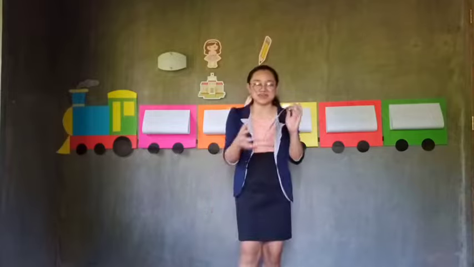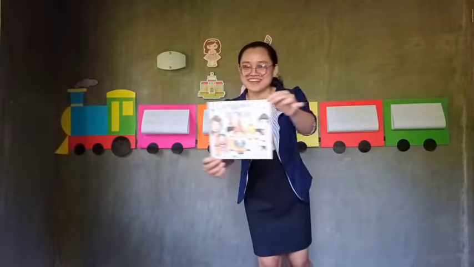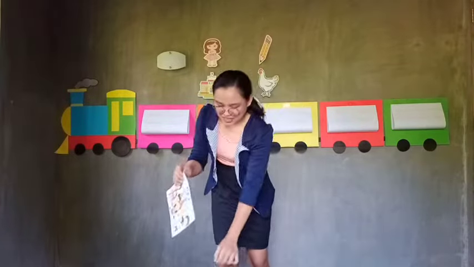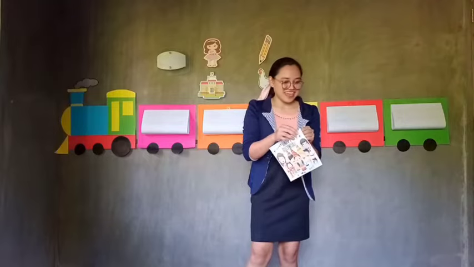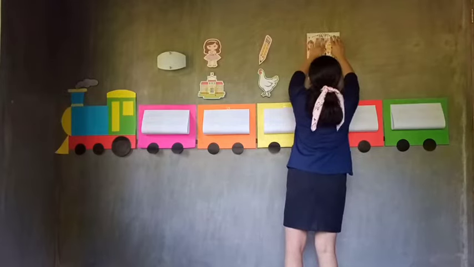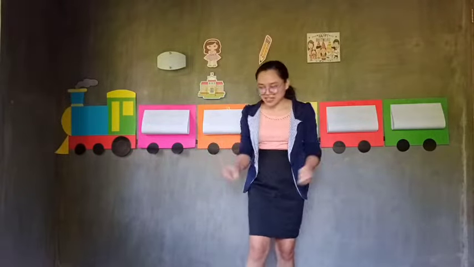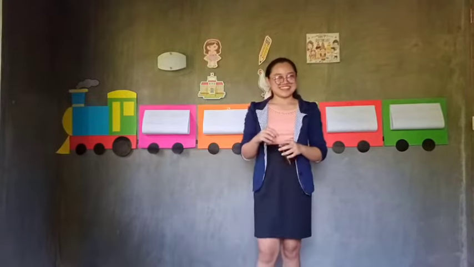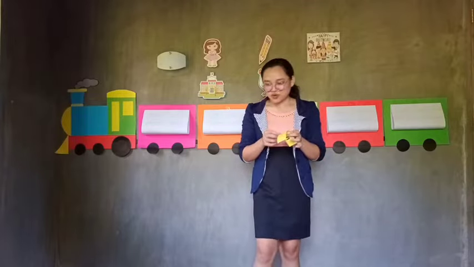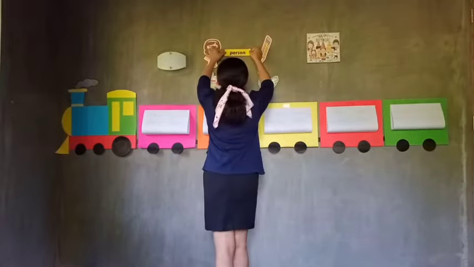We have the last picture. Observe, what is this picture? Very good, Jerry. This picture is a birthday. Now I will ask you a question. Which of the following is a person? Very good. The girl is a person.